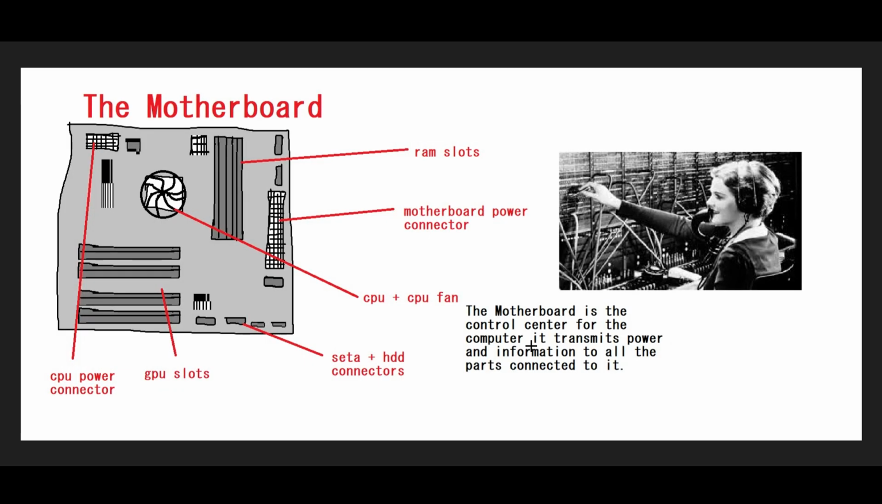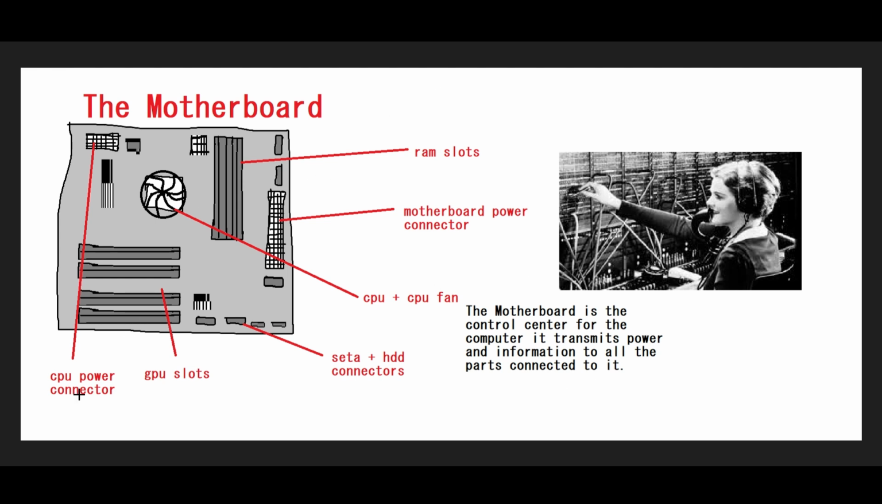So the actual computer parts. We'll start off with the motherboard. This is the control center for the computer. It transmits all of the information from each part to each other, and also the power from the power unit to the rest of the parts. We'll talk more about that later.